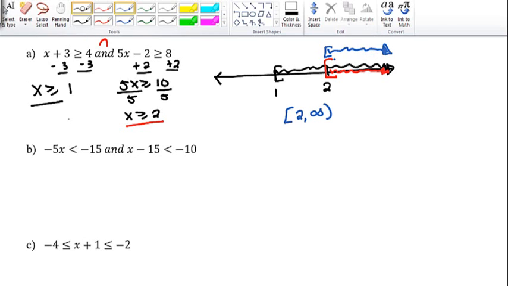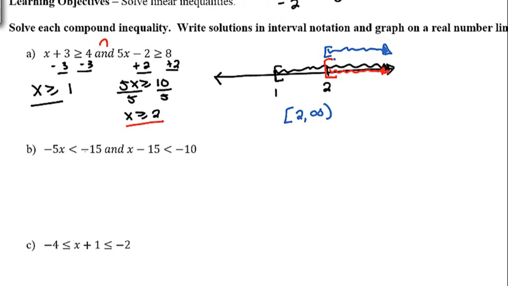And our next example here, we have negative 5x is less than negative 15, and x minus 15 is less than negative 10. So the first inequality, we want to divide both sides by negative 5. So the left-hand side will have x. We divided by a negative number, so now I have to reverse the direction of this inequality, changing it from less than to greater than. And negative 15 divided by negative 5 is 3. For this one, we want to add 15 to both sides. We get x is less than 5.